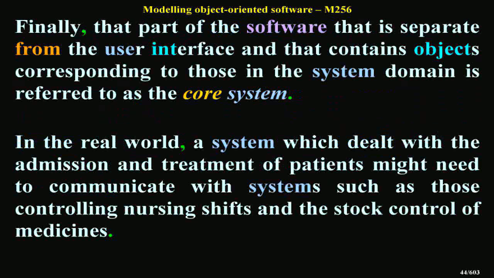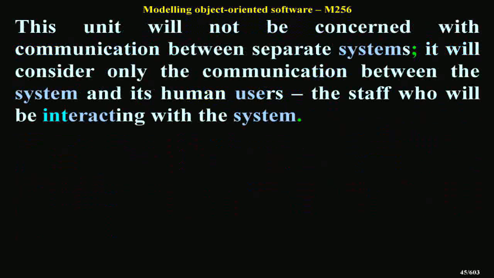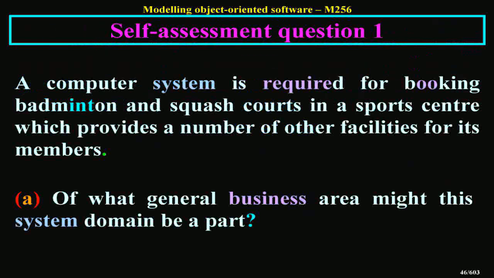In the real world, a system which dealt with the admission and treatment of patients might need to communicate with systems such as those controlling nursing shifts and the stock control of medicines. This unit will not be concerned with communication between separate systems. It will consider only the communication between the system and its human users, the staff who will be interacting with the system. Self-assessment question 1.